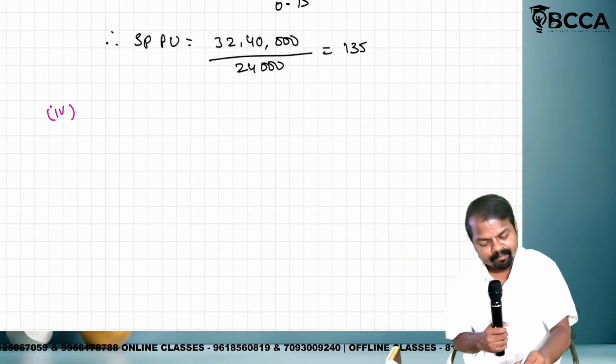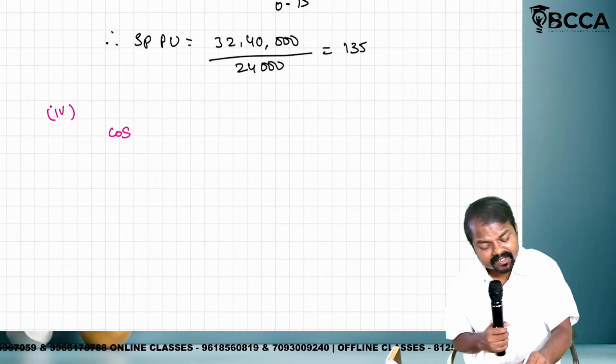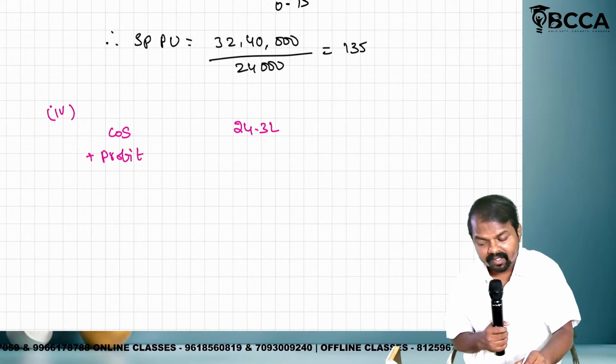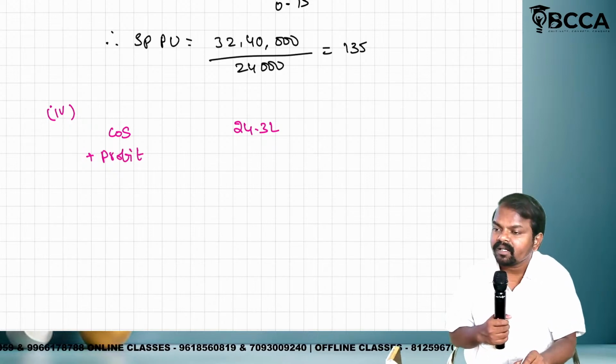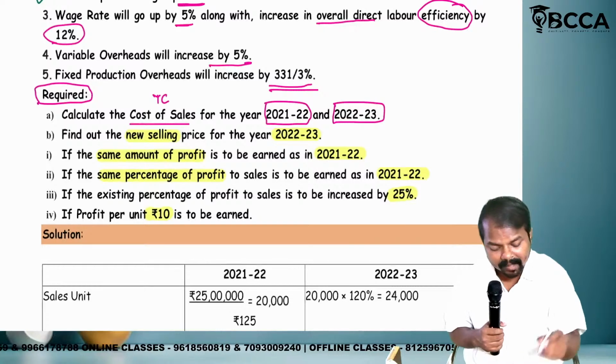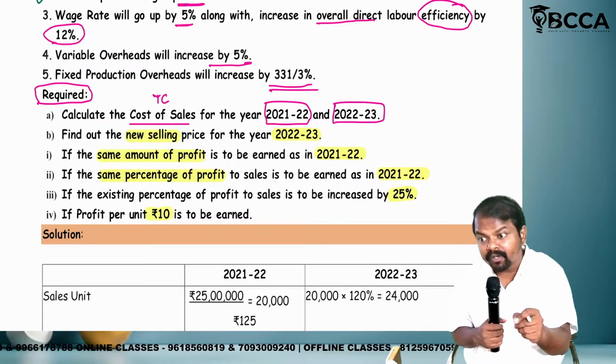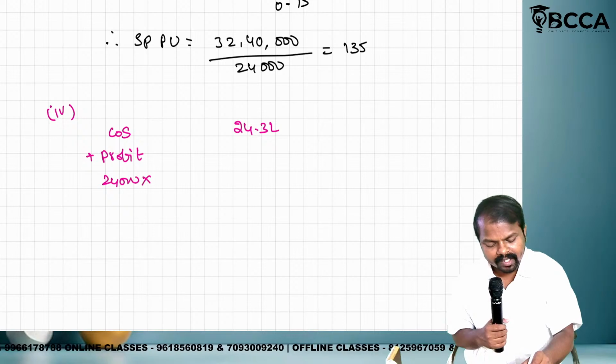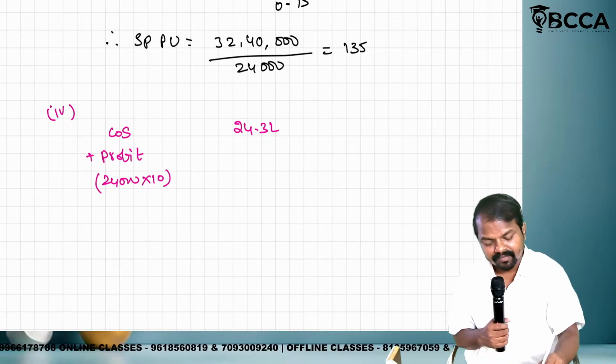Listen, question number 4. Cost of sales how much? 24,30,000 plus profit. Profit how much? 10 rupees per unit earned. How many units you sold? 24,000 into 10. How much? 2 lakh.